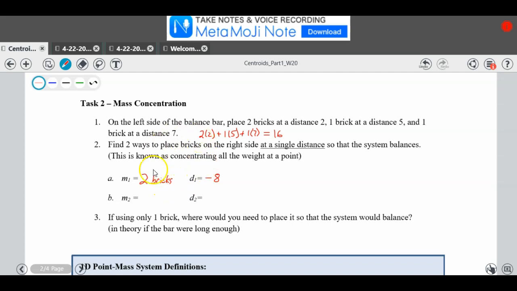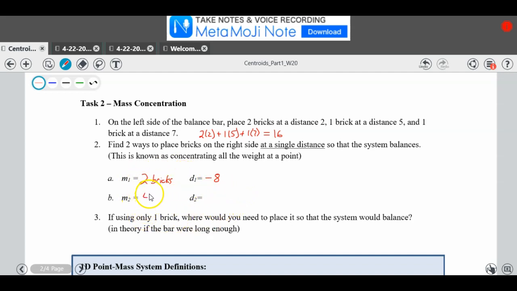If you want to put your units in kilograms, you can do that. So this would be 10 kilograms. But the idea is, no matter what your units, kilograms, bricks, whatever it might be, you're going to get the same moment on both sides of that fulcrum.